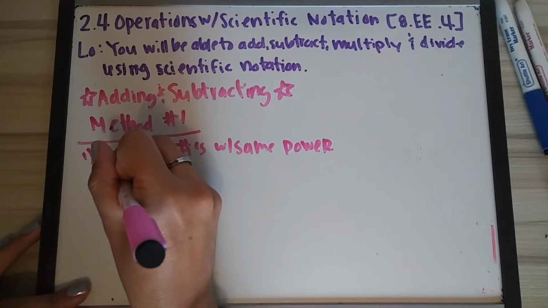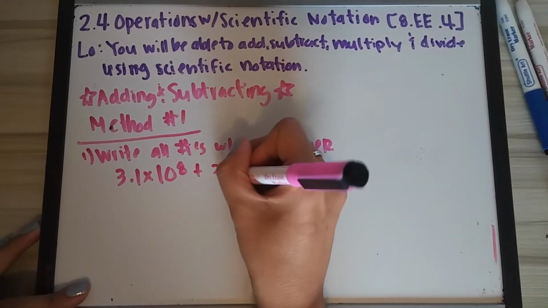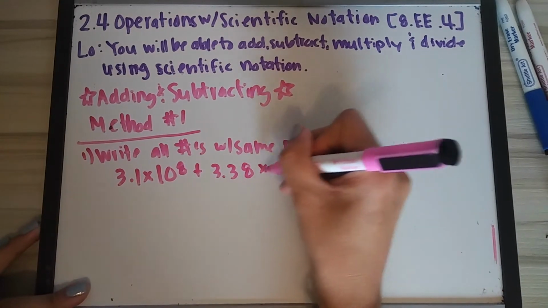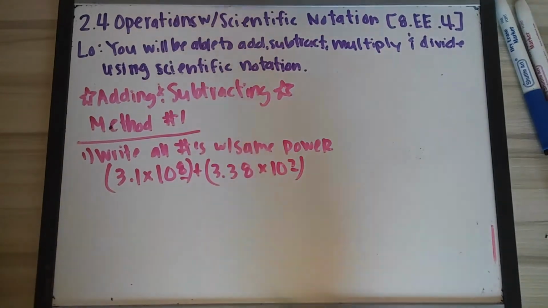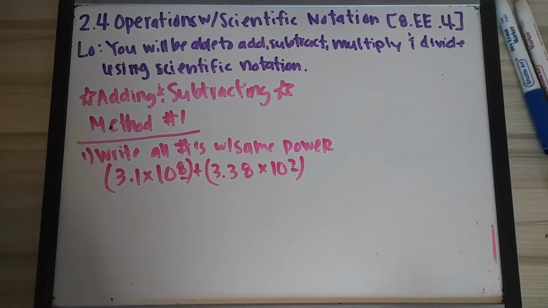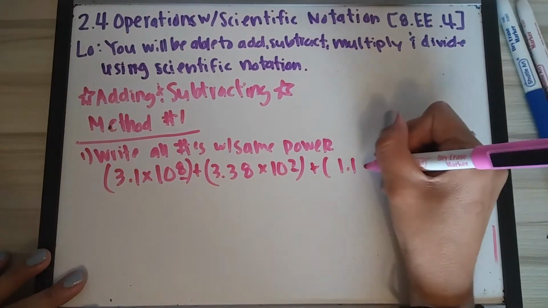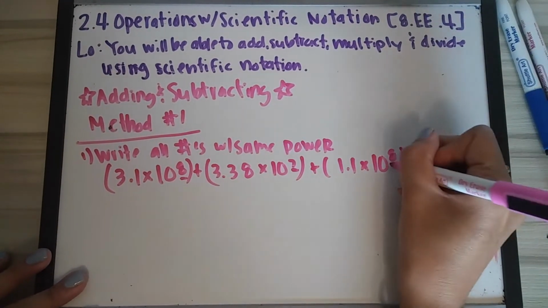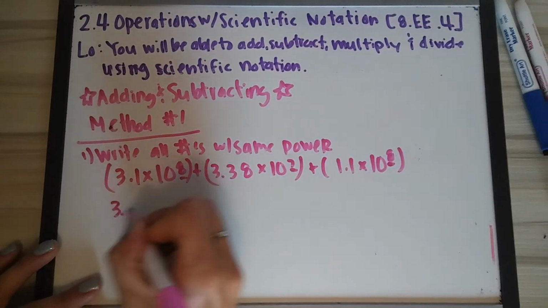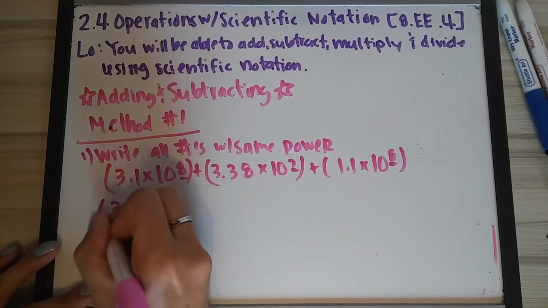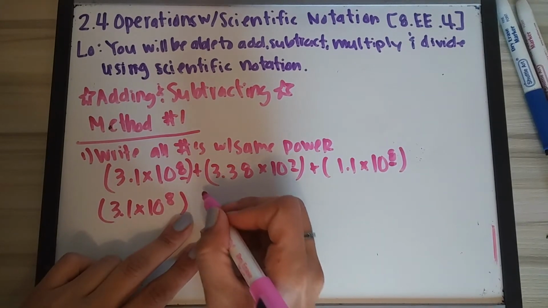Okay, so for instance, we have 3.1 times 10 to the 8th power, and then plus 3.38 times 10 to the 7th, right? Well, these two have different powers, so I have to change that. Let me add one more right here. Since I have two 8s, I'm going to keep those, and I'm going to have to change this one right here. So I'm going to say 3.1 times 10 to the 8th. Okay, that's one number. And then I'm adding this one right here.